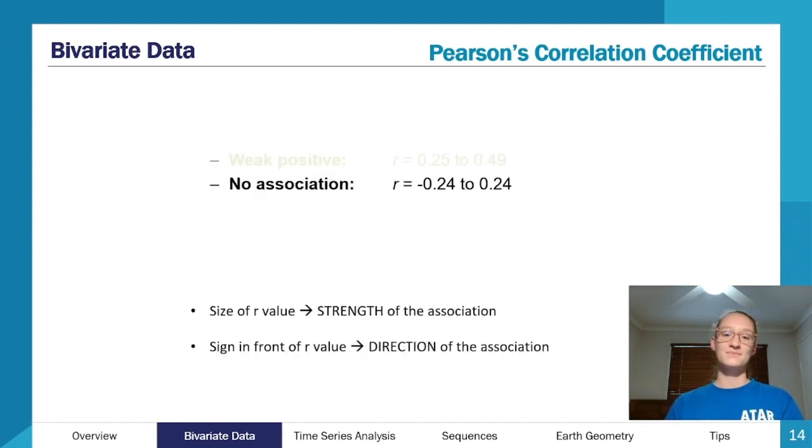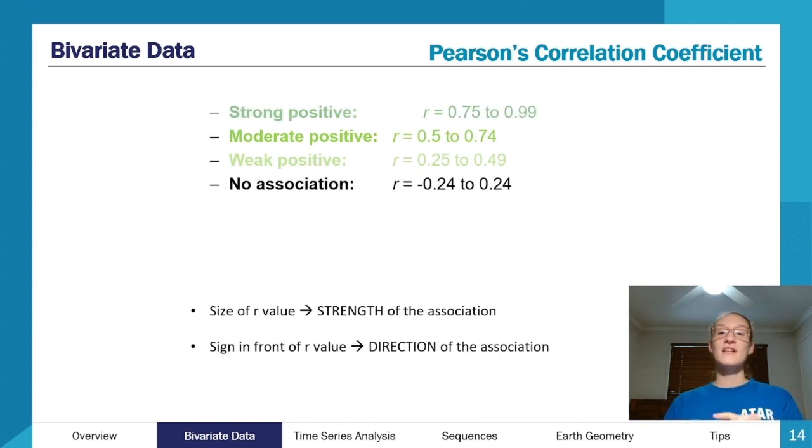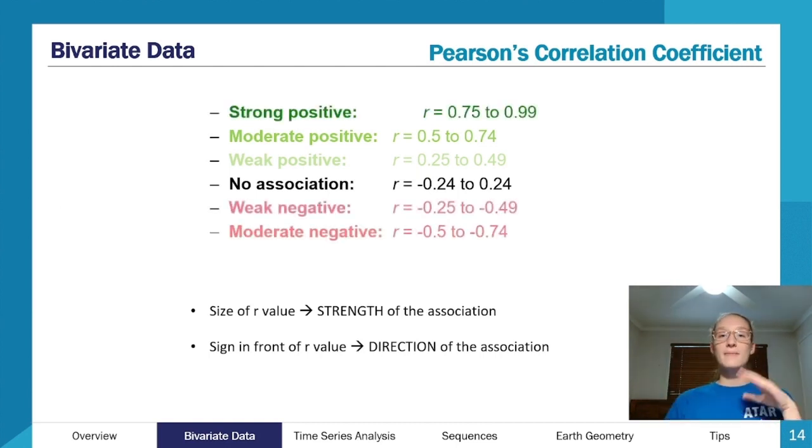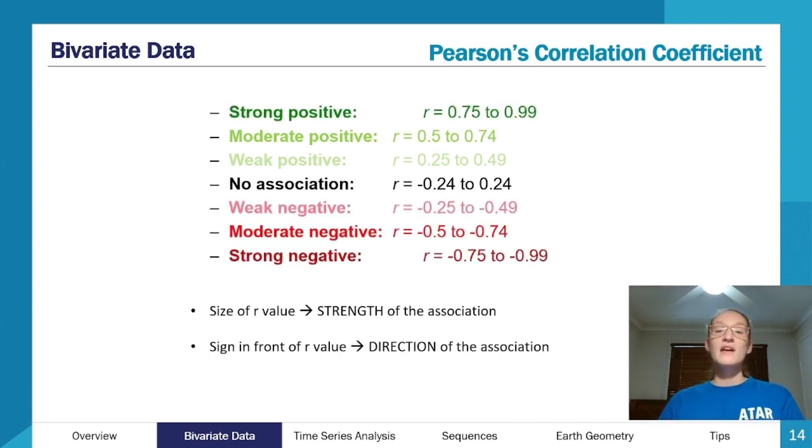So Pearson's correlation coefficient is a number between -1 and 1. We talked about before how the sign in front of it indicates whether it's positive or negative, which is again our direction. So is it a positive or is it a negative? Our negative R values are between 0 and -1, and our positive R values are between 0 and +1, the opposite.